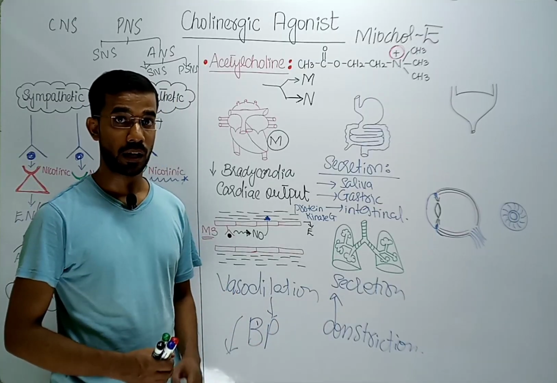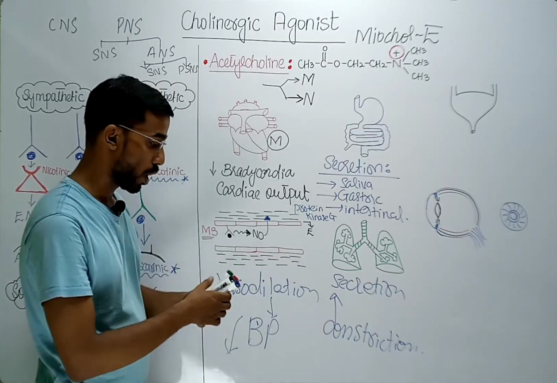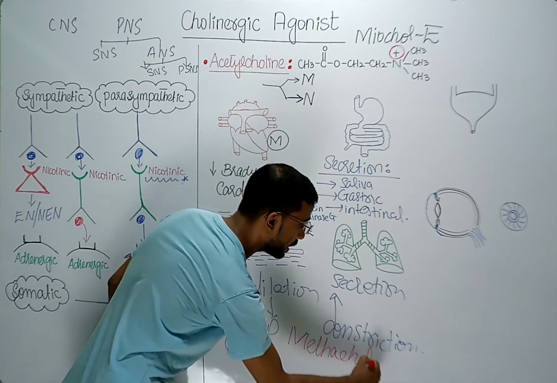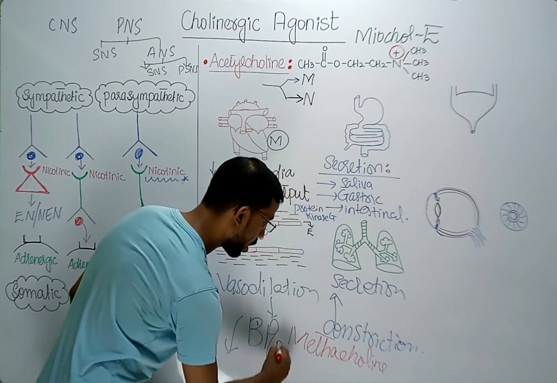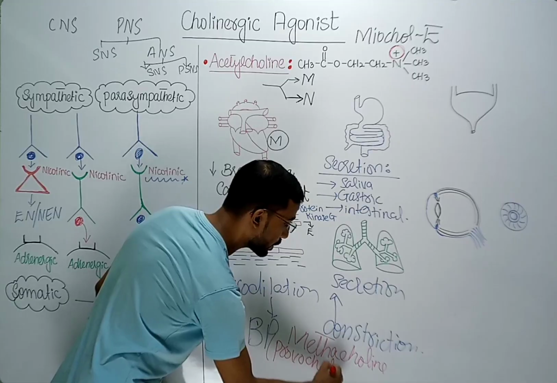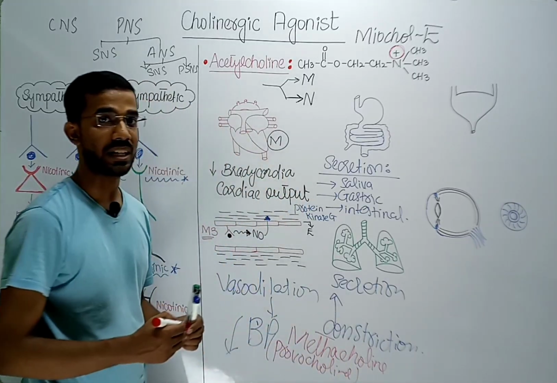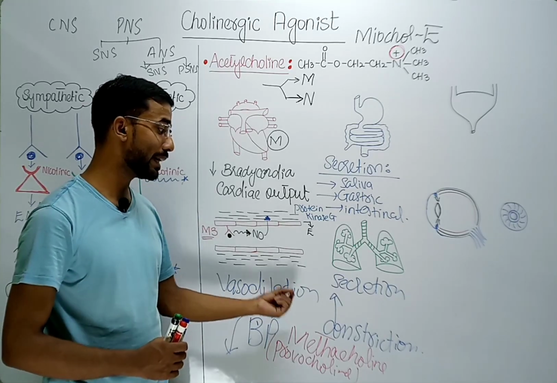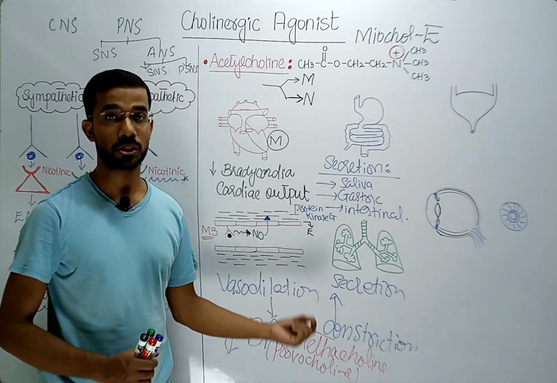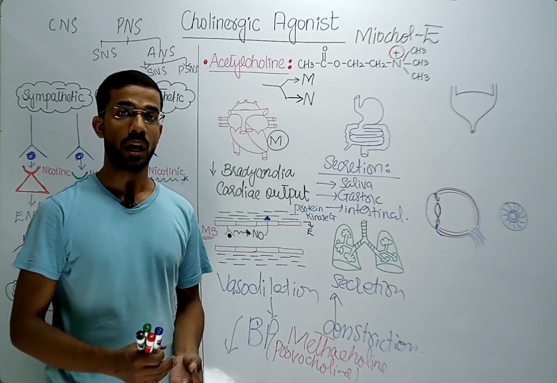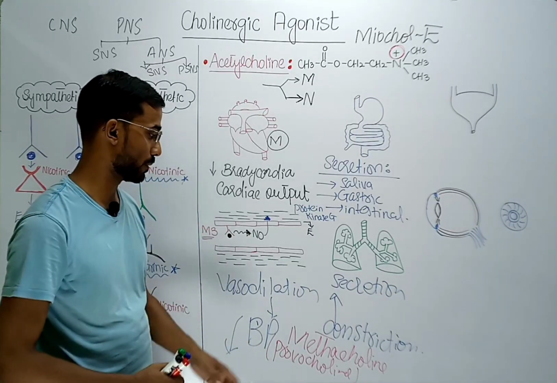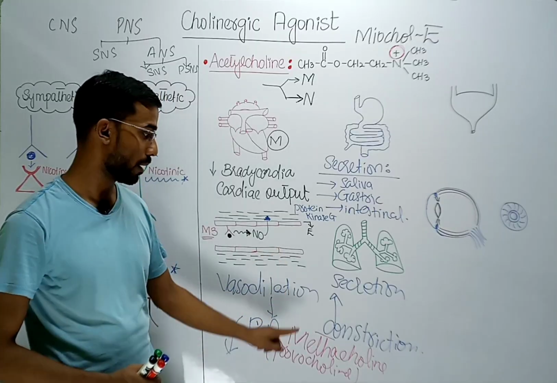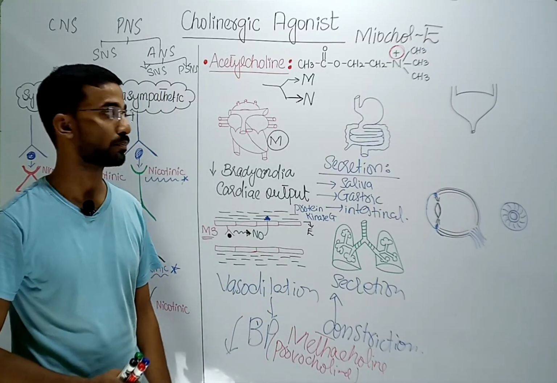An important cholinergic agonist will be methacholine, and its brand name is Provocholine. Provocholine is used as a diagnostic tool for asthmatic patients because it causes bronchoconstriction. So it's a good diagnostic tool for the asthmatic patient. That is the important thing. But you have to keep it in check when using methacholine.